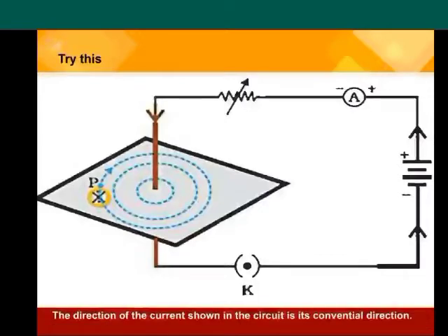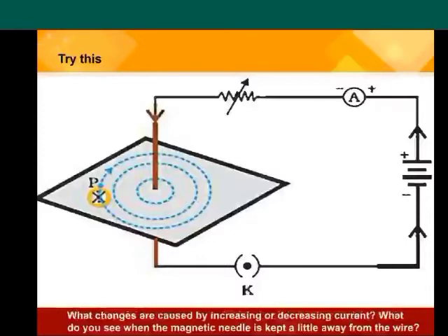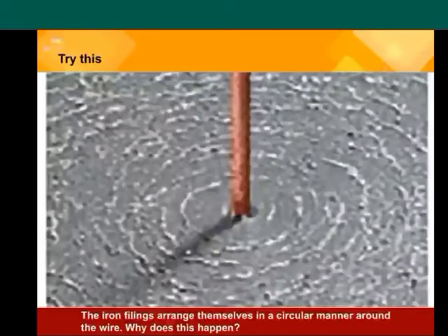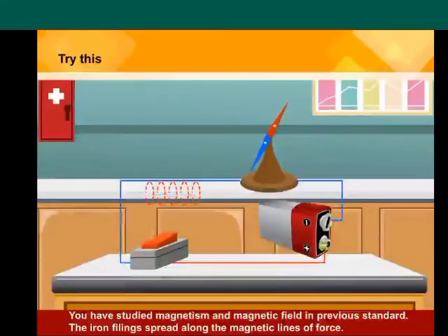The direction of the current shown in the circuit is its conventional direction. What changes are caused by increasing or decreasing current? What do you see when the magnetic needle is kept a little away from the wire? Now instead of the magnetic needle, spread iron filings on the cardboard and observe. The iron filings arrange themselves in a circular manner around the wire. Why does this happen? You have studied magnetism and magnetic field in the previous standard. The iron filings spread along the magnetic lines of force.